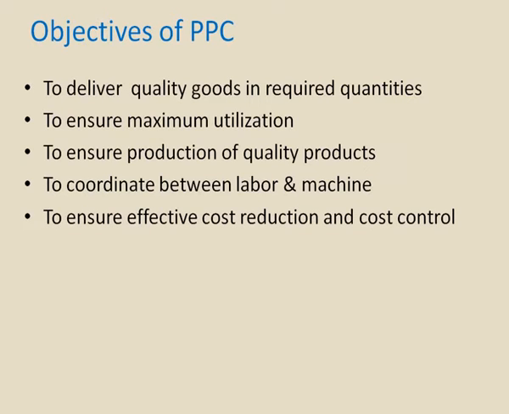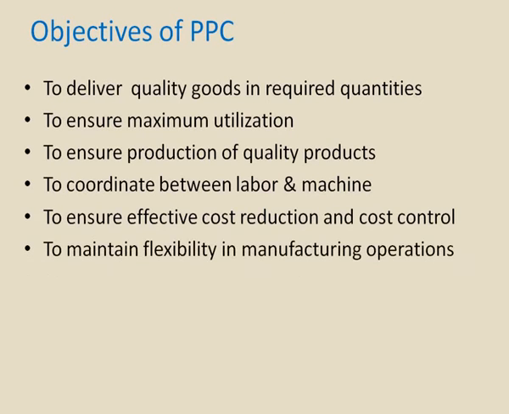Next objective, to ensure effective cost reduction and cost control. So the objective is to reduce the cost, but again all these parameters have to be kept in mind: quality, quantity. Next objective, to maintain flexibility in manufacturing operations. So there may be change in design of any product, so that system must be able to accept that change. Minor changes can be done and you can manufacture that item, so that should be flexibility.